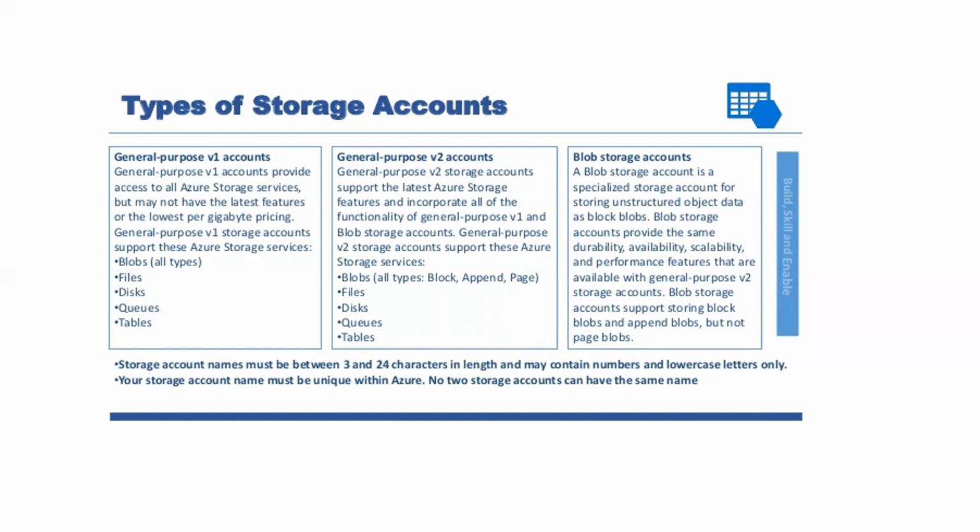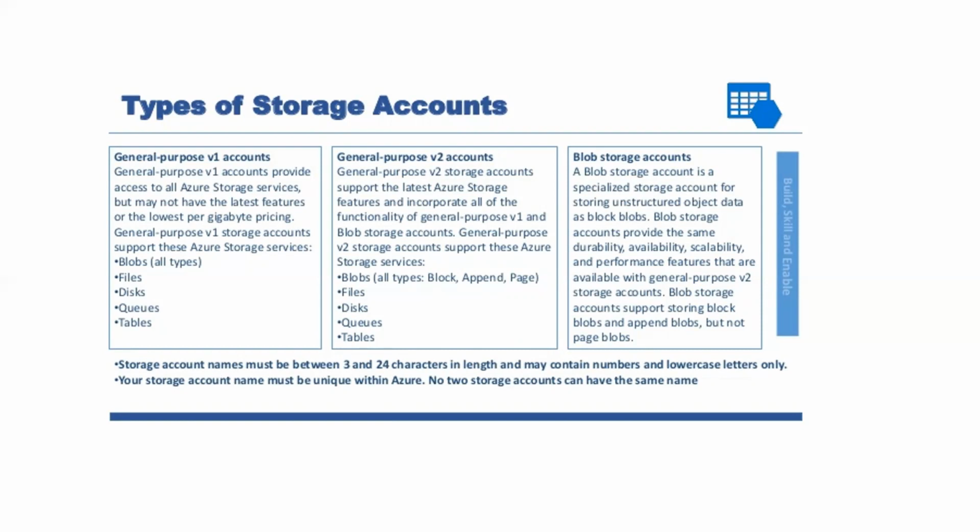The general purpose V2 provides you all the latest features. It also gives you all the options to store all kind of data, be it blob files, disks, queues, and tables. Third one is blob storage. So if you want to specifically store unstructured data for your organization, then you will go for a blob storage.